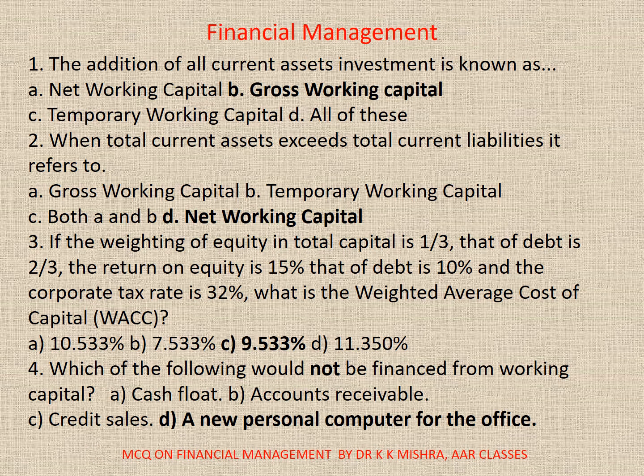The addition of all current assets investment is known as A. Net working capital, B. Gross working capital, C. Temporary working capital, or D. All of these. The correct option is B.